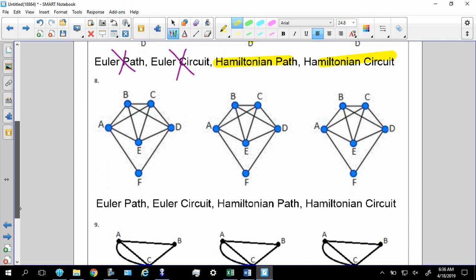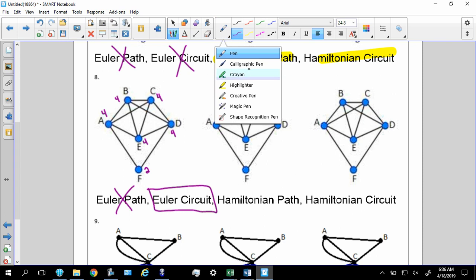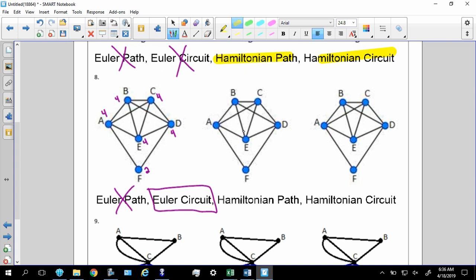All right, next it's going to be, does this thing have an Euler path? Well, let's go ahead and check all the degrees. So let's see, C has a degree of 4, B has a degree of 4, A has a degree of 4, E has 4, D has 4, F has 2. That is all even, so I know a path ain't going to work, but an Euler circuit's going to work. All right, now let's take a look at this Hamiltonian here, and I'm going to guess and check.